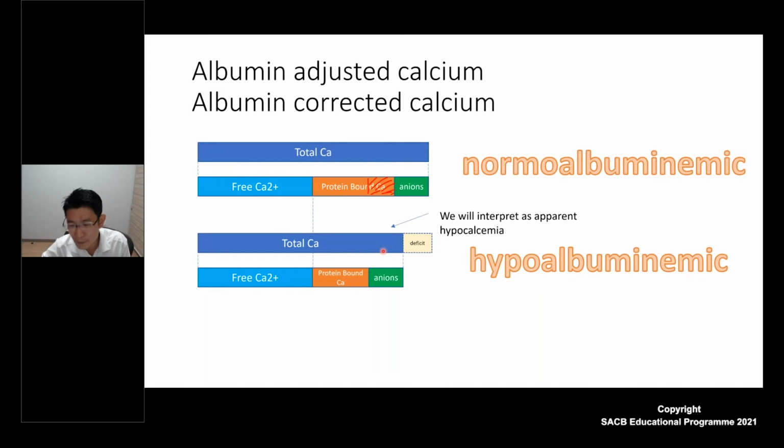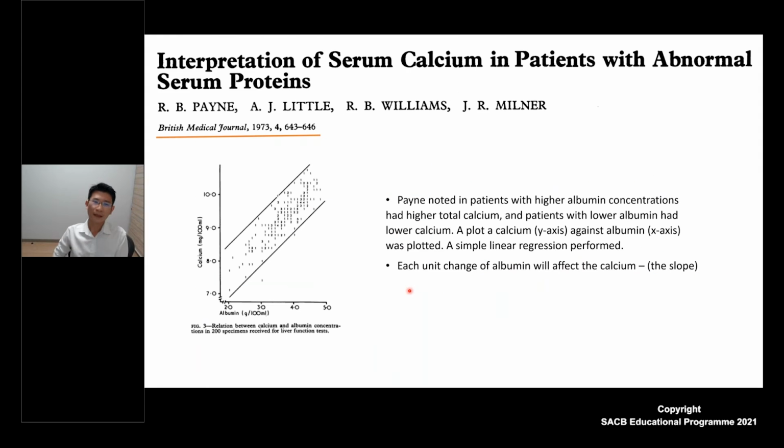So how did they mitigate this in the past? They decided that because there's an apparent deficit, we definitely need to do some adjustment. So this is the basis of this adjustment. Okay, so we go back to history again, 1973. Payne plotted albumin on the x-axis and calcium on the y-axis.